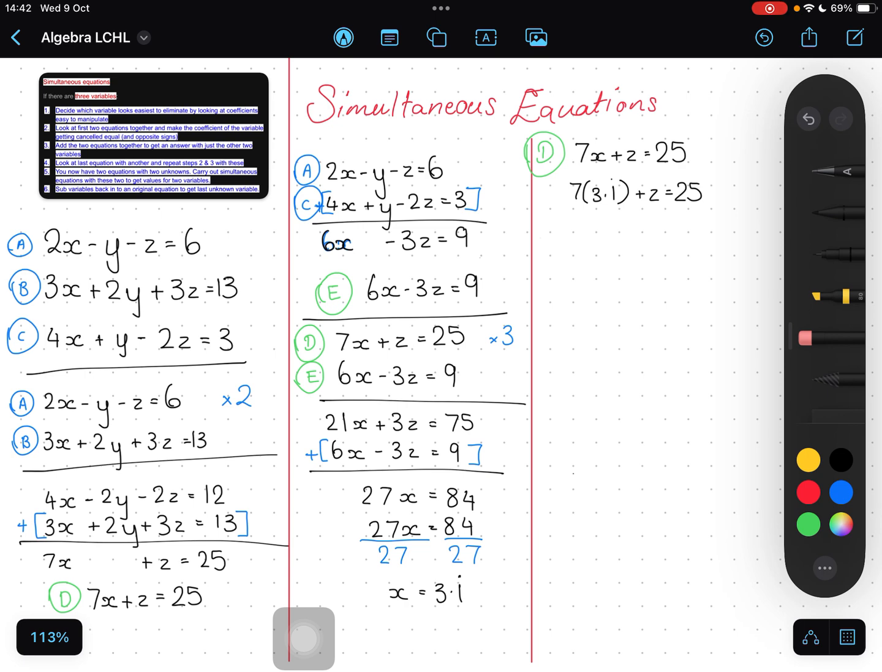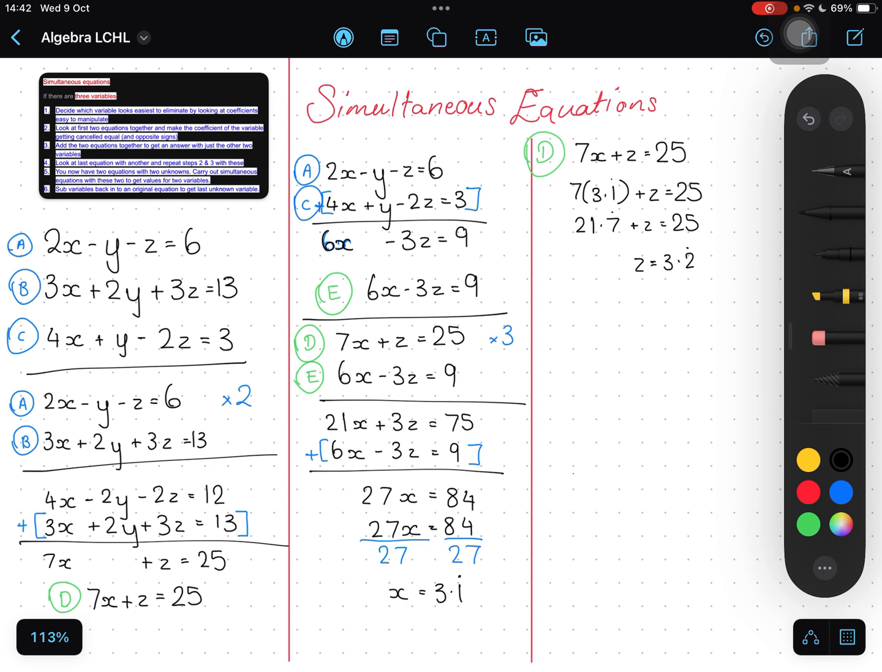Now I want to get z on a side by itself. It's up to you whether you want to do out that multiplication by 7 first and then move it, or just move it as is. I'm going to rewrite it as 21.7 recurring plus z is equal to 25. Then let's subtract that from 25 so that we get z to be 3.2 recurring. So now I have z.